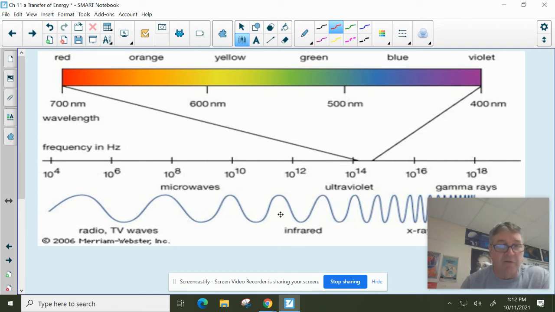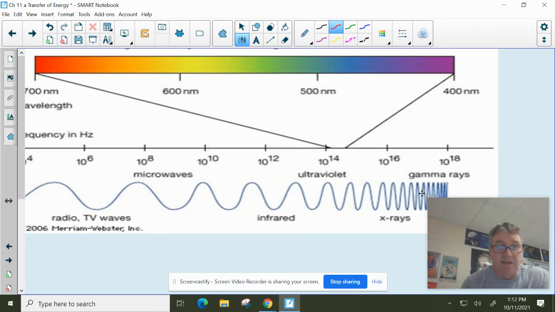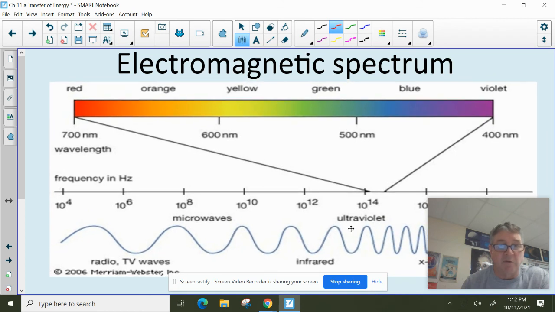Heat is a form of infrared. It travels through empty space. Ultraviolet, gamma, X-ray. These are all waves of light or energy that travel through empty space. Therefore, we call them electromagnetic. And again, we'll discuss these in detail.